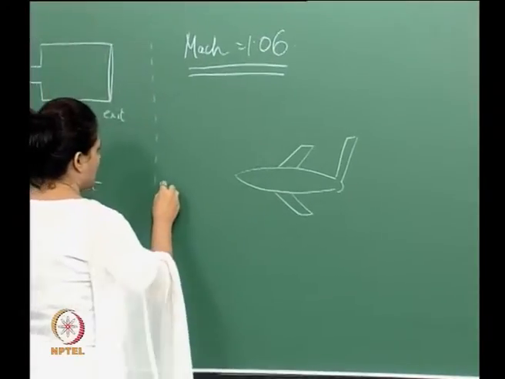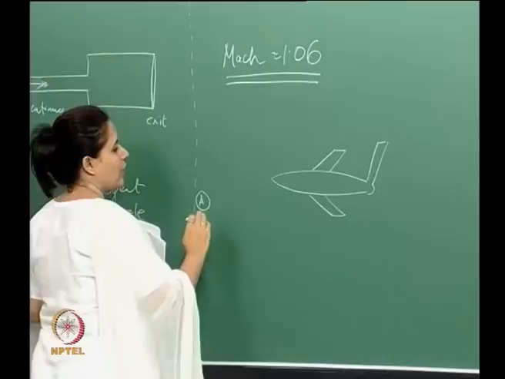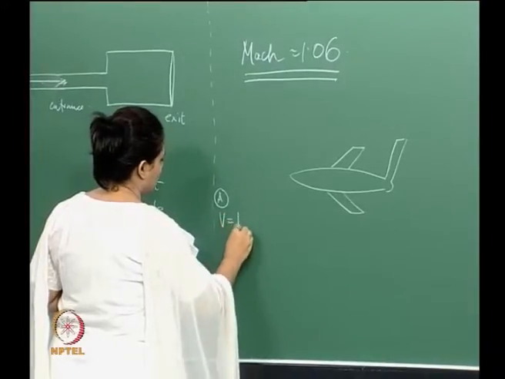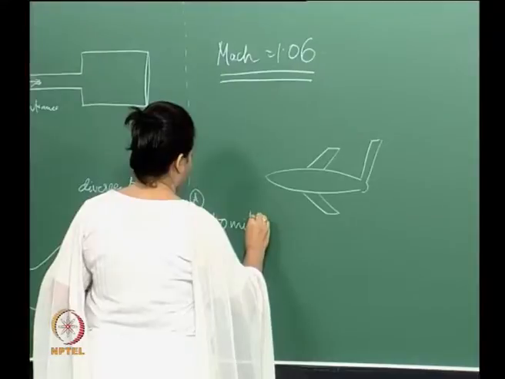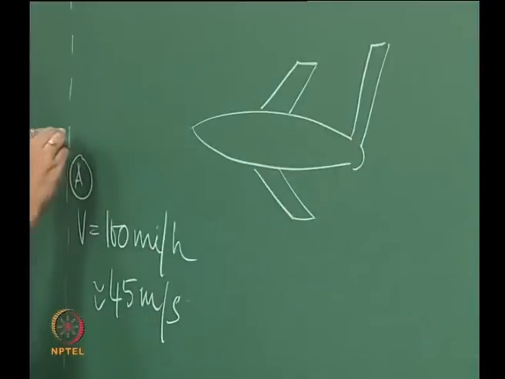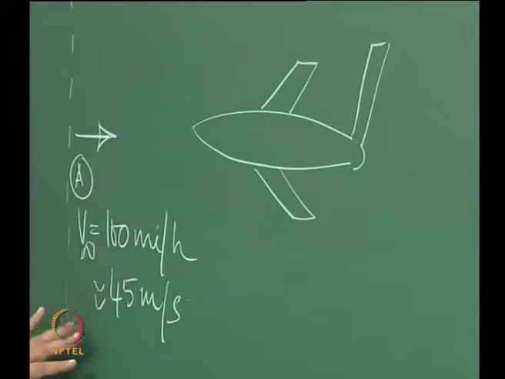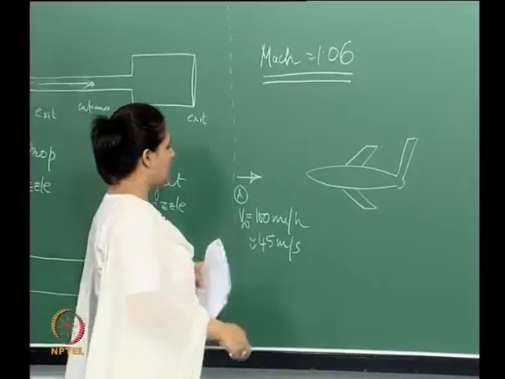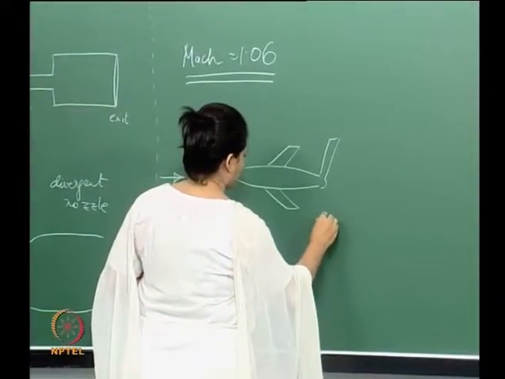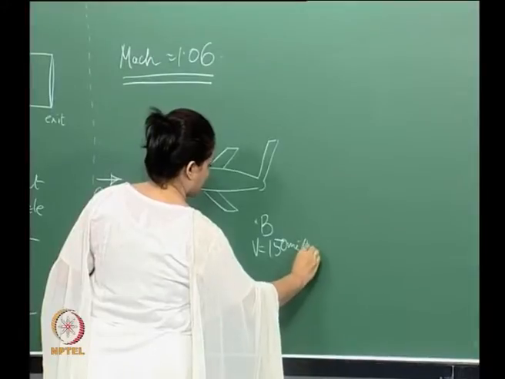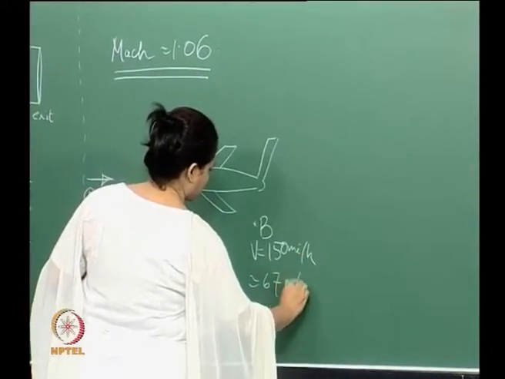Say at this point, A, which is far off from the airplane, the speed here is 100 miles per hour, which is around 45 meters per second. Let me call this the free stream. The free stream upstream of this plane is 100 miles per hour. Now this comes over here and it accelerates over the plane, and at some point here, the speed is 150 miles per hour, which is around 67 meters per second.